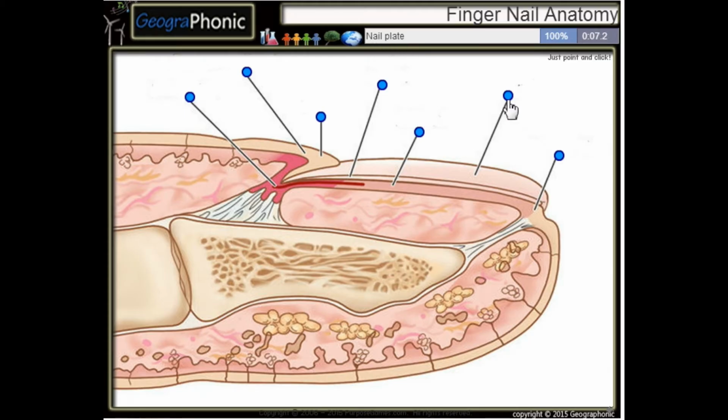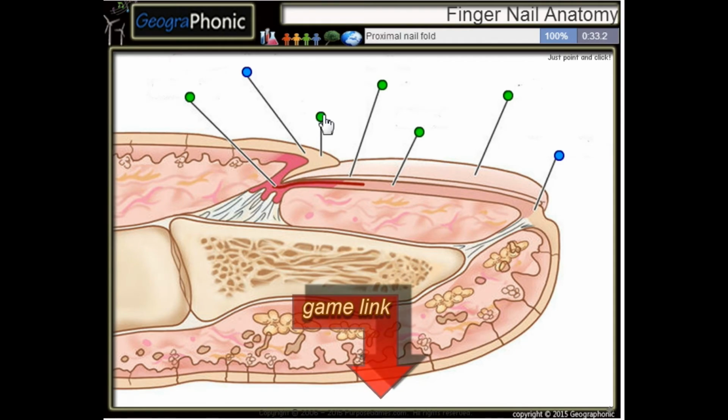Okay, we start. This is a nail plate. This is the nail bed. Here we see the nail matrix, as it's called. This is the lunula region. And this is the cuticle. Here we see the proximal nail fold and the hyponychium.